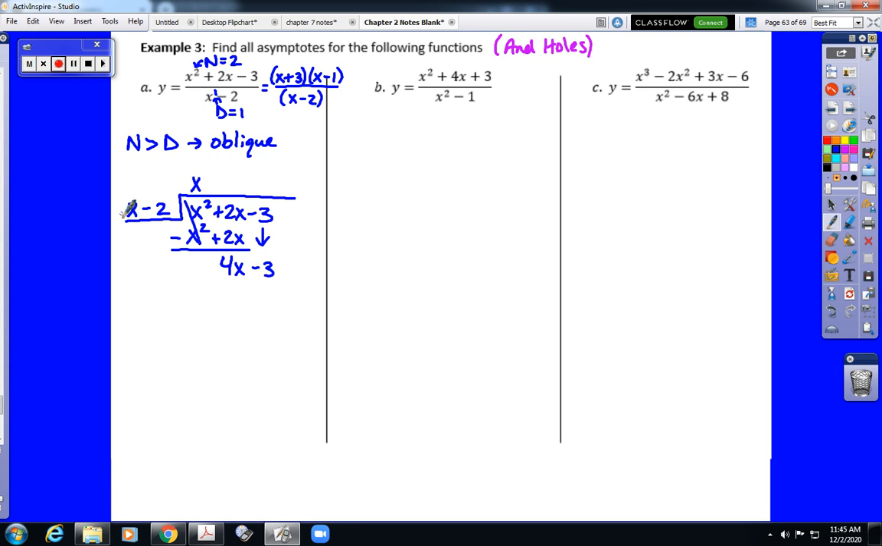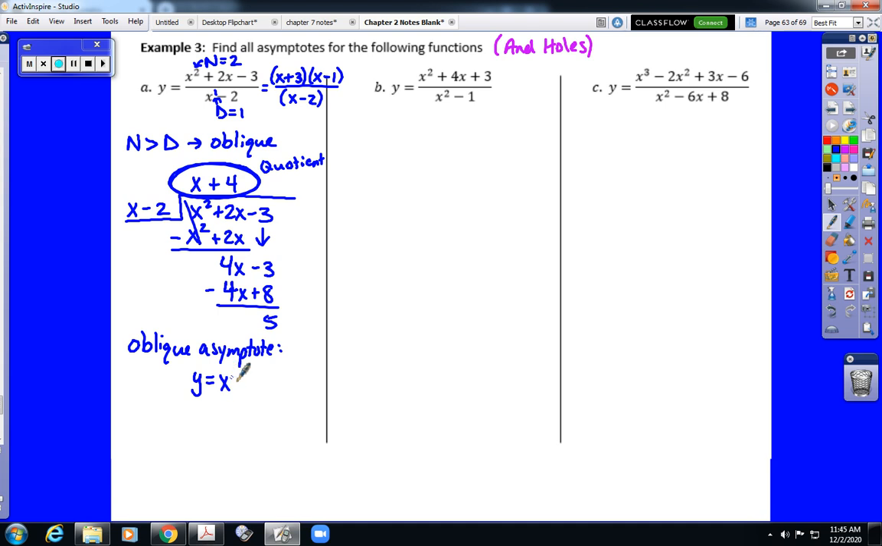What do I need to do to x to turn it into 4x? Well, I need to multiply by 4. 4 times x is 4x. 4 times negative 2 is negative 8. Draw the line, change both signs, add down. We do not care about the remainder at all. What we care about is the quotient, because the quotient is the equation of our oblique asymptote. The oblique asymptote is the line y equals x plus 4.